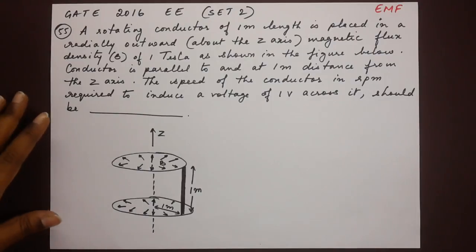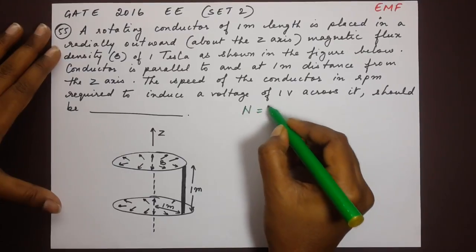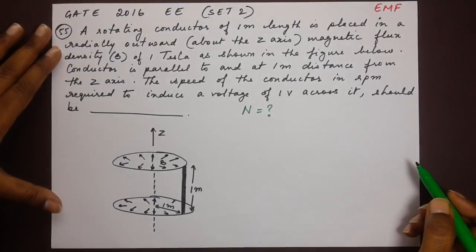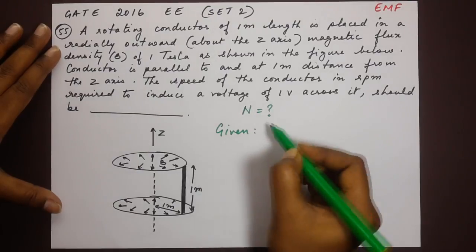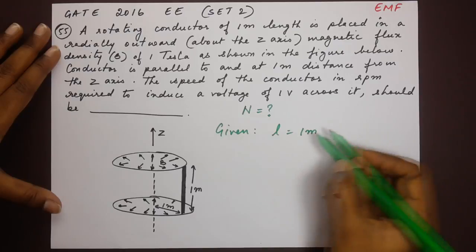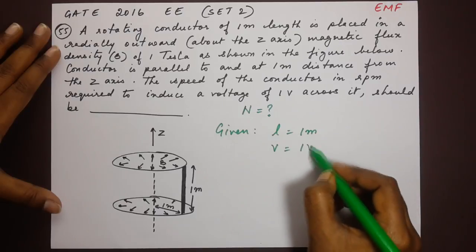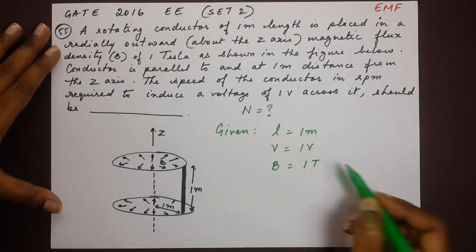Okay, so here we are asked to find out what the speed is. Alright, let's write down what's given to us. We have been given the length L as 1 meter. We have the voltage given as 1 volt. We also have the magnetic flux density B as 1 Tesla.